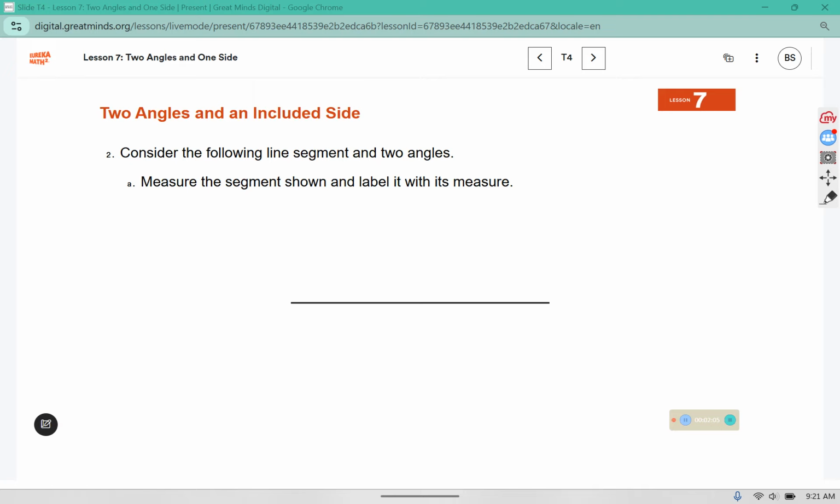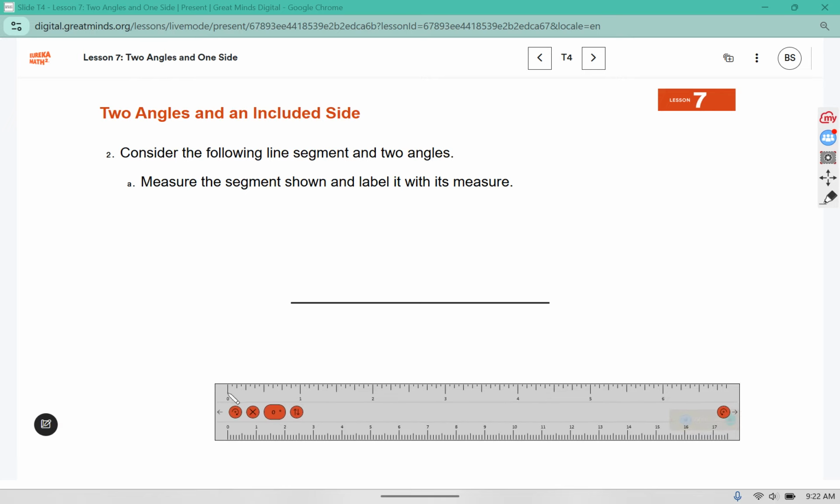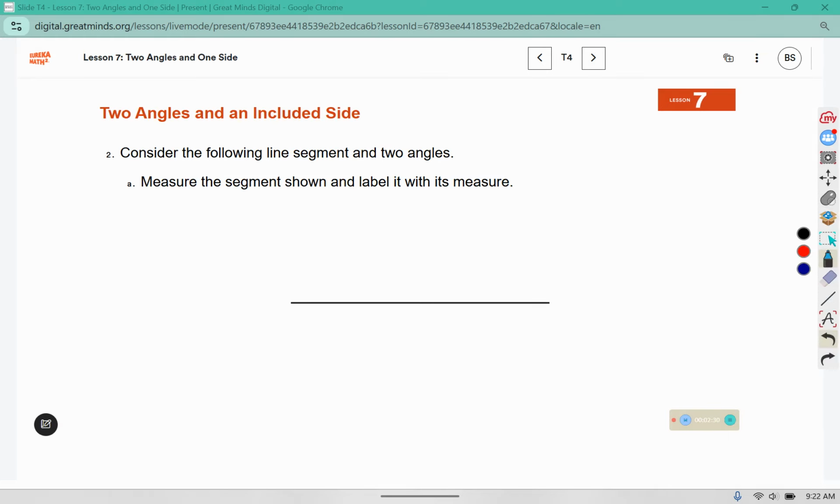Consider the following line segment and 2 angles. Measure the line segment shown and label it with its measure. So we're going to measure this one in inches. You will need to use a ruler, and you're going to set this small endpoint on the 0, not at the end of the ruler, but the 0 mark, and then you're going to figure out where this piece lines up. According to your book, this is supposed to be 3 inches. On my screen, my ruler doesn't match up perfectly with 3 inches, so we're just going to trust that that is 3 inches.